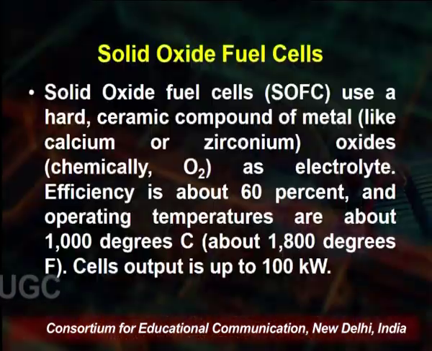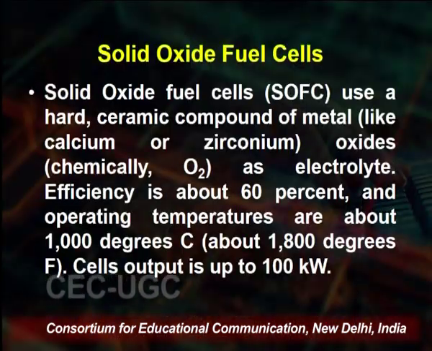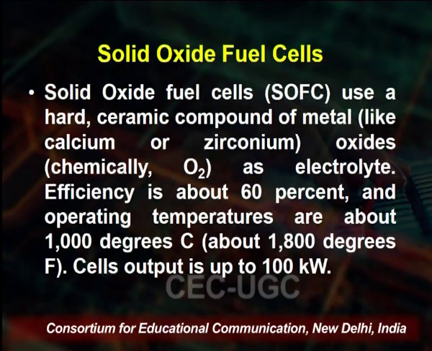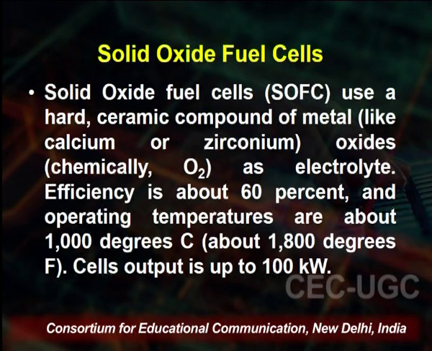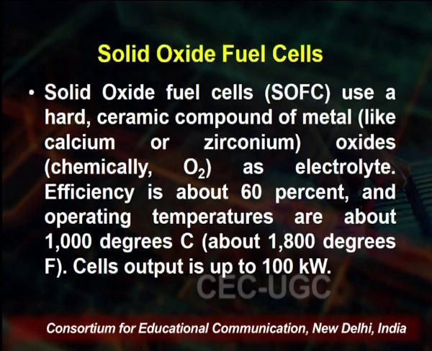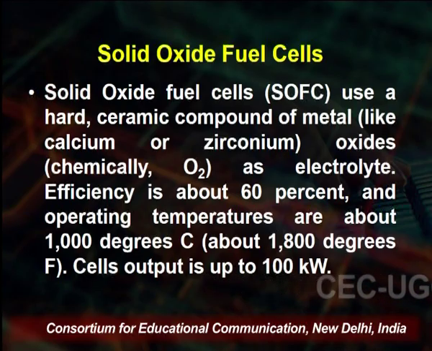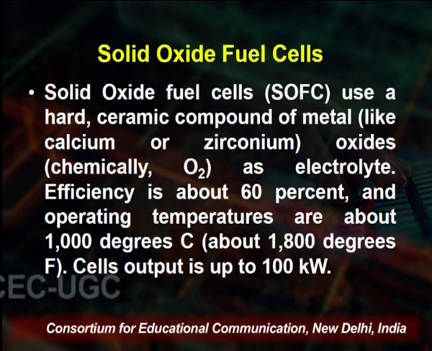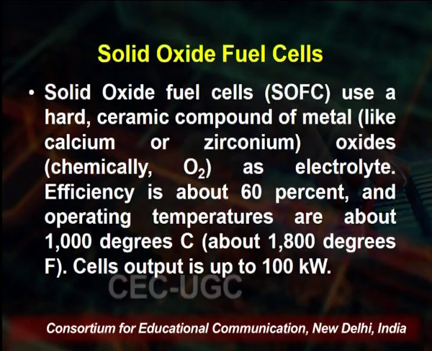Another type of cell is the solid oxide fuel cell. This type of cell uses a hard ceramic compound of a metal oxide as an electrolyte. These cells which we are discussing are classified on the basis of their electrolyte. What electrolyte is being used? On the basis of this, these cells are classified.